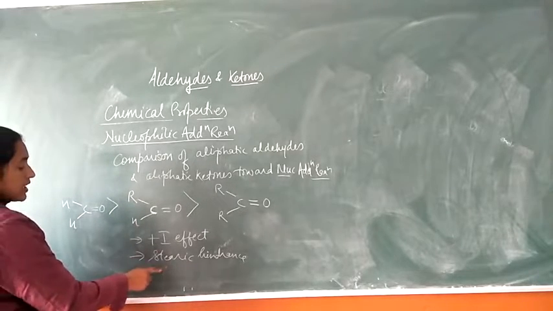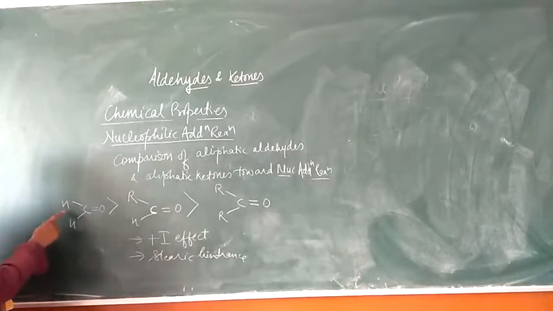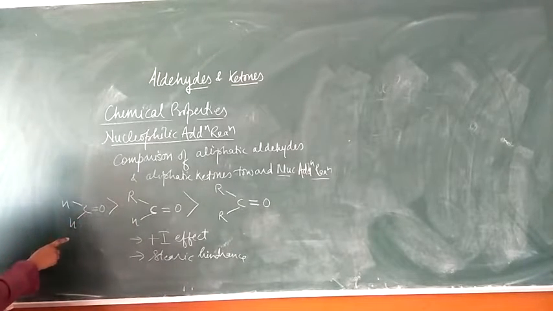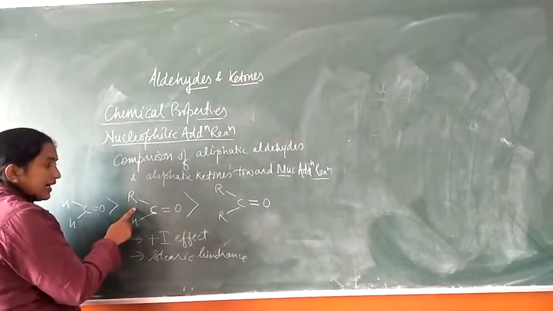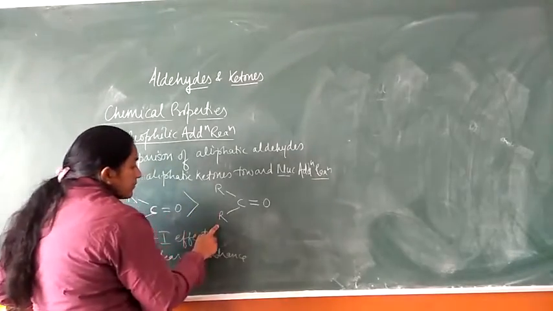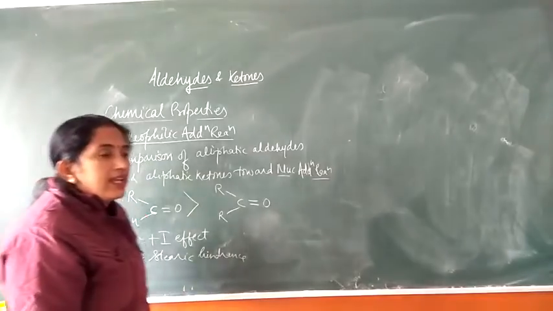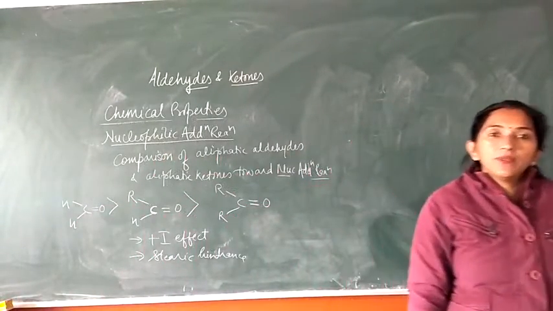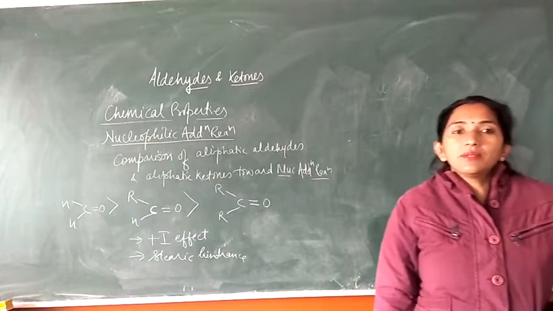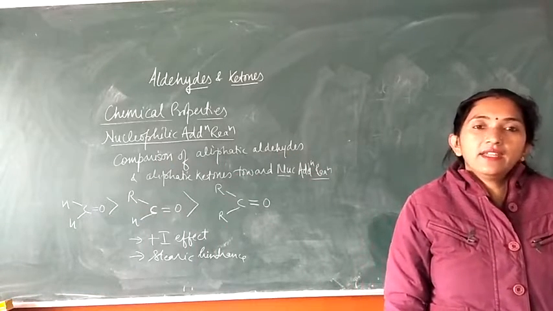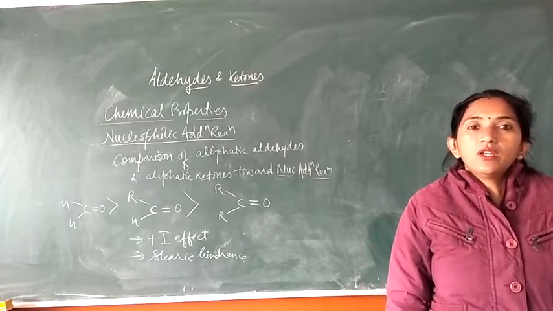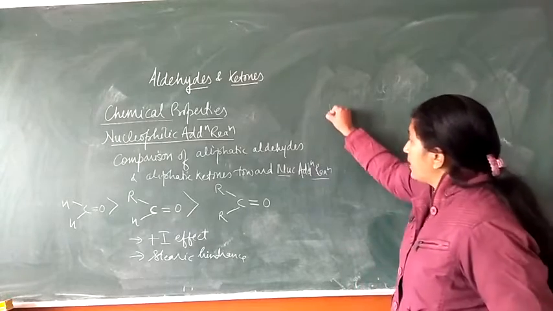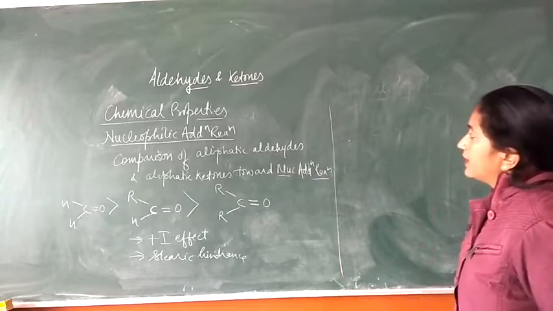And if we check the steric hindrance, students, here we don't have any bulky group which will cause hindrance to the path of the nucleophile. Whereas here we have one alkyl group and here we have two alkyl groups. So if we compare the aldehydes and ketones, due to the presence of the two alkyl groups, the carbonyl carbon is sterically hindered and hence the nucleophile will not easily attack it. Right? This was when we compared aliphatic aldehydes and aliphatic ketones.